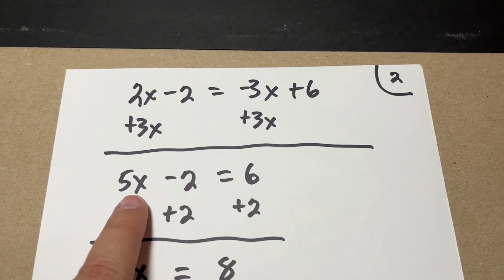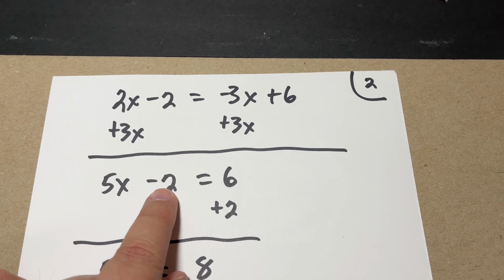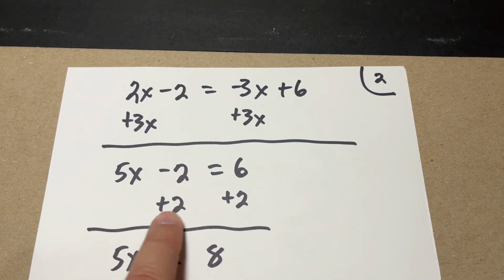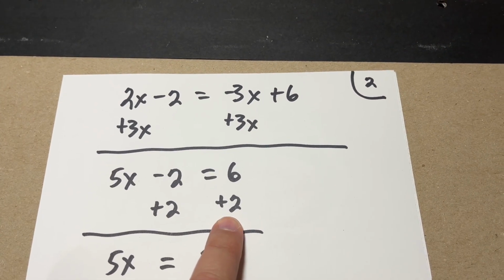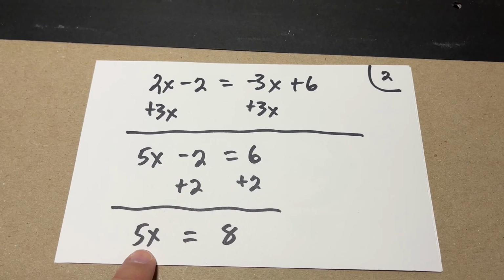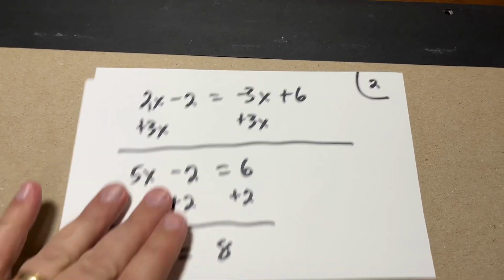So now at this stage, I want to get all the numbers or the constants on the right side. Well, how do you get rid of a -2 or subtraction by 2? Well, you add 2 to both sides. So 6 and 2 is 8. Of course, these cancel out, and that leaves you with just 5x. So we have 5x equals 8.